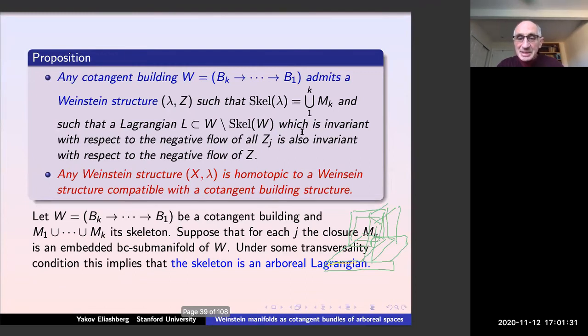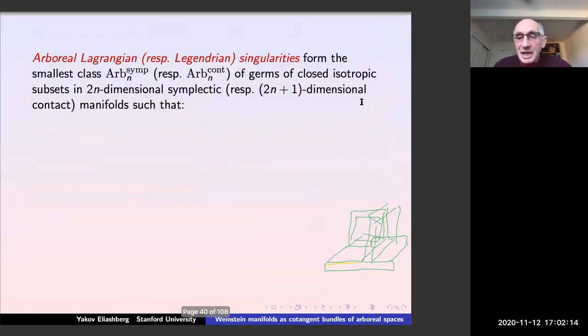But this is essentially the case of what an arboreal singularity is. Suppose you manage to make this cotangent block in such a way that each open M is compactified in my manifold to a compact smooth manifold with boundary with corners. Then the skeleton will be a union of these compact manifolds with boundary with corners. And this is essentially what an arboreal skeleton is, except that I need a little additional condition on some transversality of how the different pieces come to each other. Okay, so now I'll start to define more precisely what arboreal means.